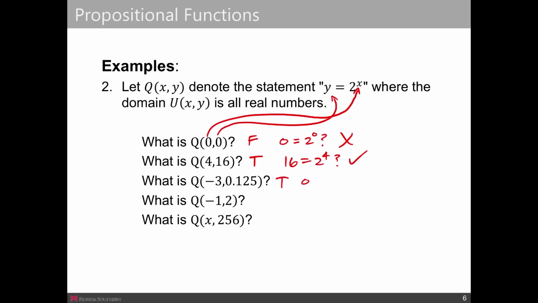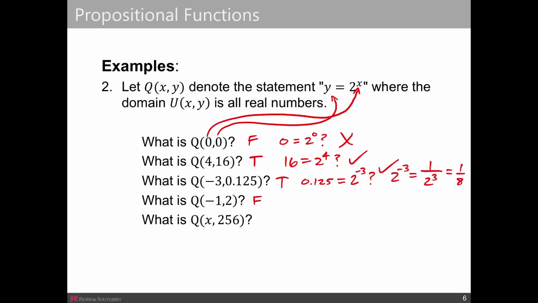This one's a little bit trickier. So 0.125, which is also written in fractional form as 1/8. Is this equal to 2 to the -3? Remember, with negative exponents, we would move it to the bottom. So 2 to the -3 is 1 over 2 to the 3rd, which equals 1/8, which indeed is 0.125. Fourth, q at -1 and 2.